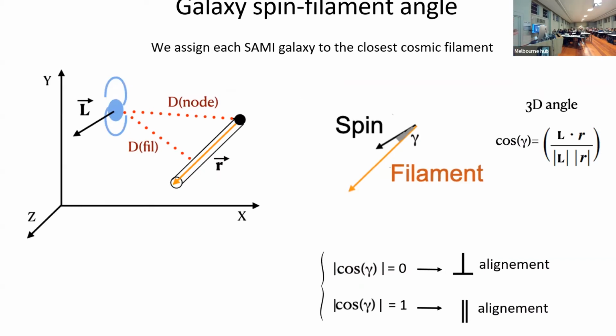Then we need to assign each SAMI galaxy to the closest cosmic filament, and we did this in 3D Euclidean space. And then we measured the angle between the angular momentum of the galaxy, so the vector spin of the galaxy, and the vector orientation of the filament. This is how we parameterize the spin filament alignment. In particular, we use the absolute value of the cosine of this angle. So a value towards 0 means a more perpendicular alignment, while a value towards 1 means a more parallel alignment.